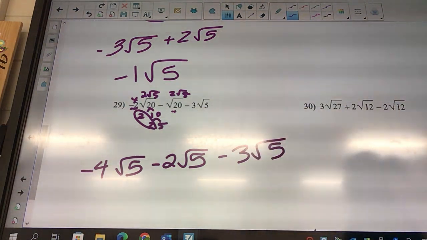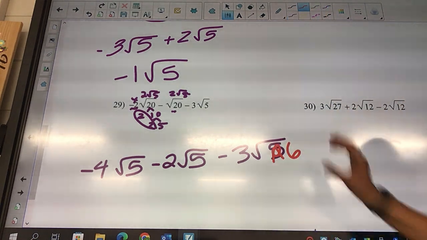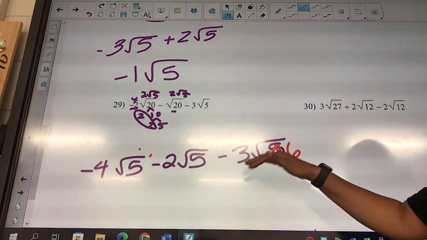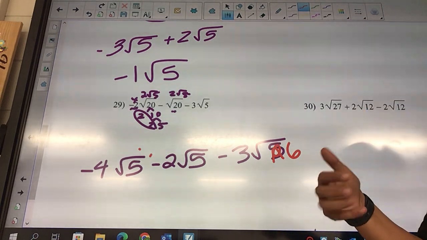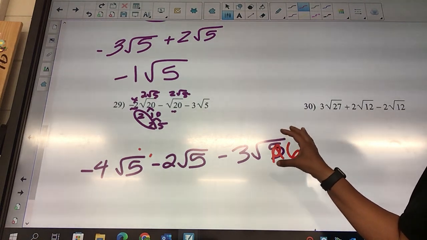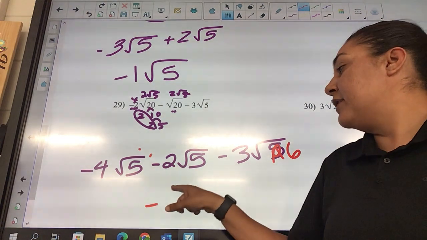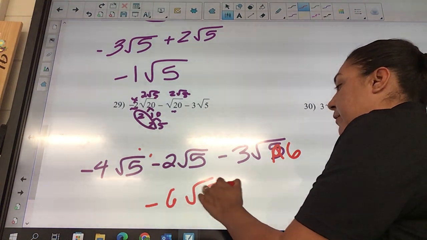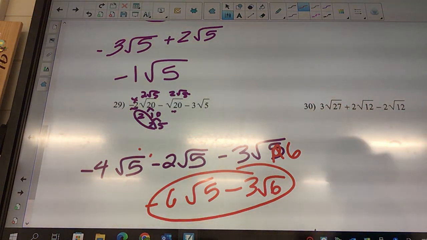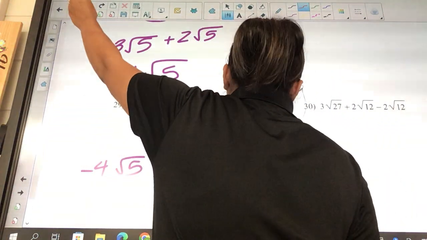Now, just for giggles, if this is a 6 right here, we cannot combine these with these. So our answer would be negative 6 square root of 5 minus 3 square root of 6. You would combine what you can and leave the rest. So if that was a 6, you can't put that stuff together with that. So you'd say 4 minus 2, which is negative 6 square root of 5 minus 3 square root of 6. And that would be your answer. It's not in this case, but if it was, because somebody asked me yesterday and they were different. But it's a 5.